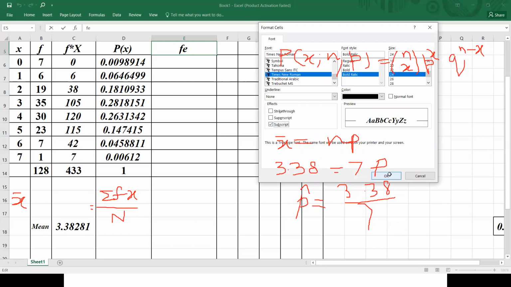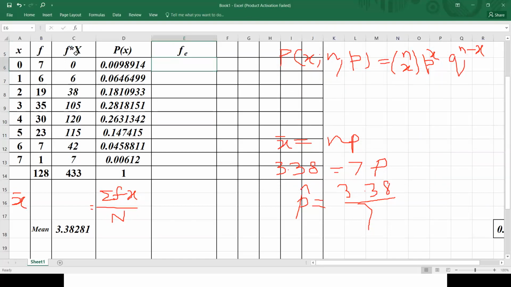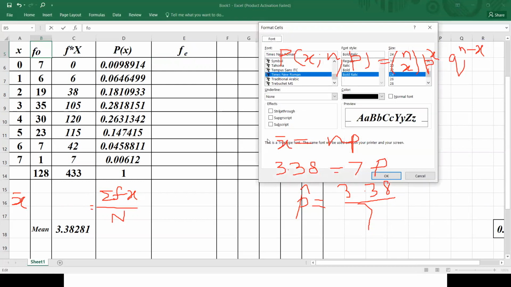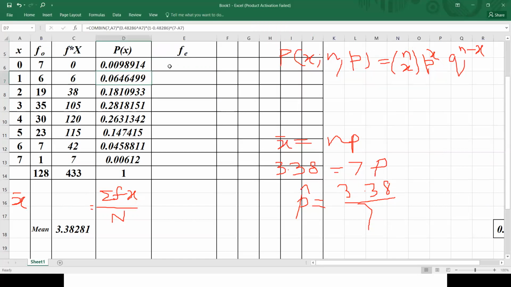In the subscript, we have E here. So this is different from this F. This F is known as the observed frequency. I can write FO here. FO stands for the observed frequency, and FE stands for the expected frequency. Now FO and FE, these are the two columns.